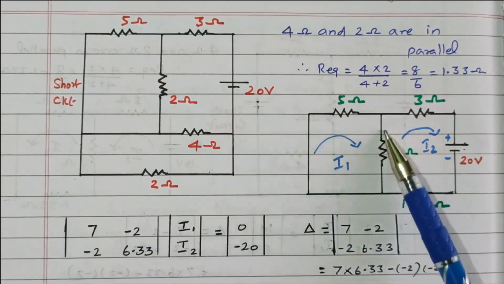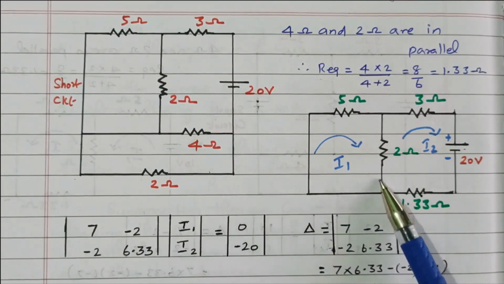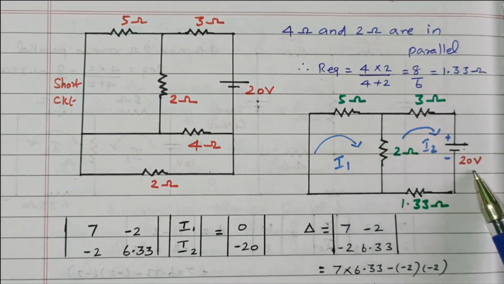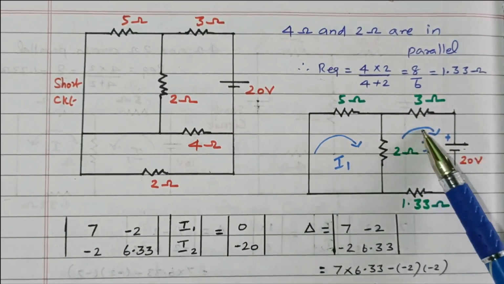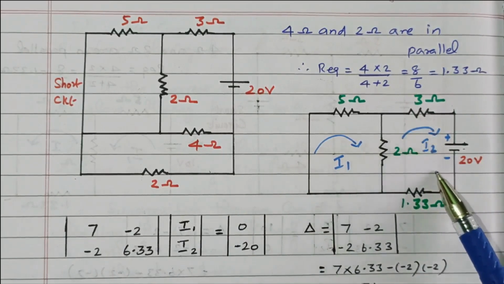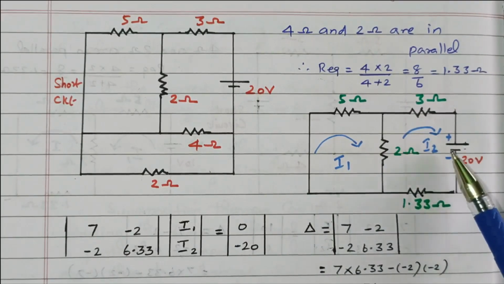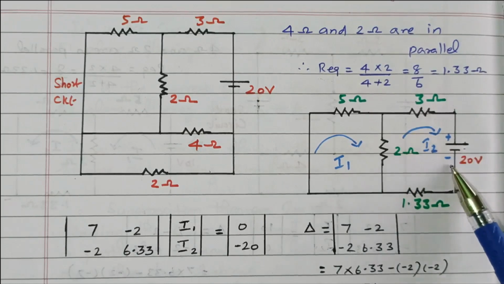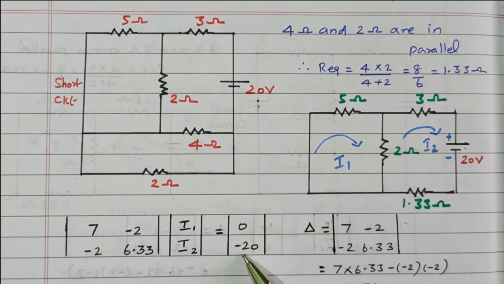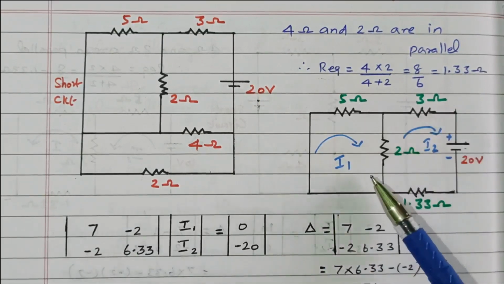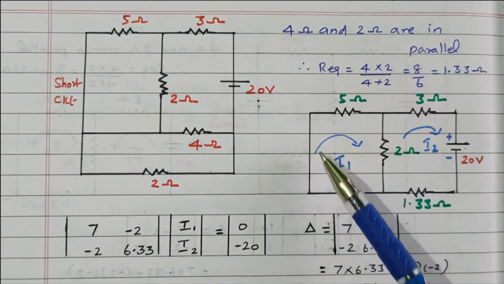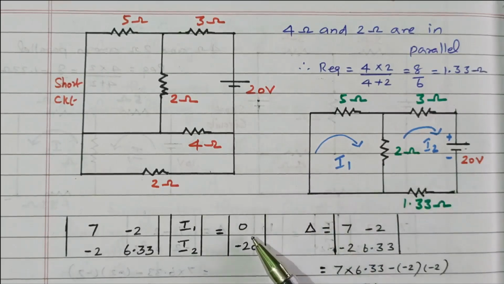In loop 1, there is no voltage source, so 0. Here, in loop 2, a 20 volt source is available, minus 20. Why is it minus 20? See the current direction. The current is going from top to bottom, that is plus to minus, right? Positive potential to negative potential. So that it is minus 20. If it were from negative to positive potential, as in the previous case, it would be plus 10 volts.